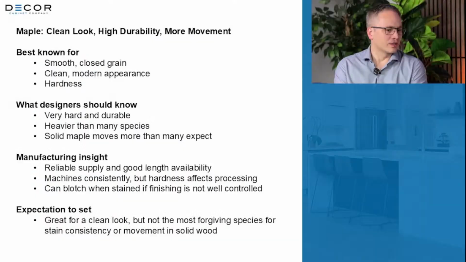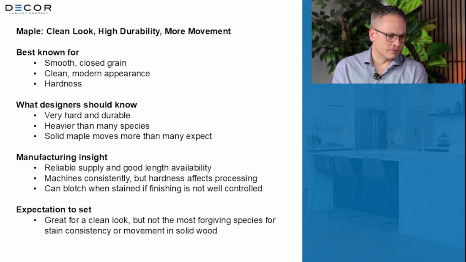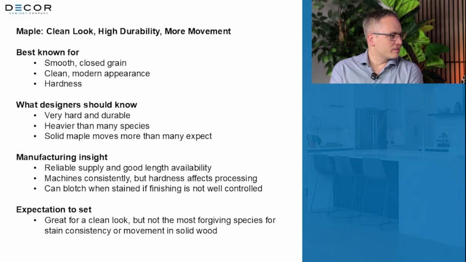Okay, so now we're going to switch to maple, and so yeah, first let's talk about maple a little bit, Sam. Maple is one of the harder woods we have. It's even more heavy than alder, for example. A very smooth grain, closed grain, and that's why we also use it for paints, right? Because it's very close, so the surface is very smooth when it's sanded, and it's very durable. That's one of the big pros, right?